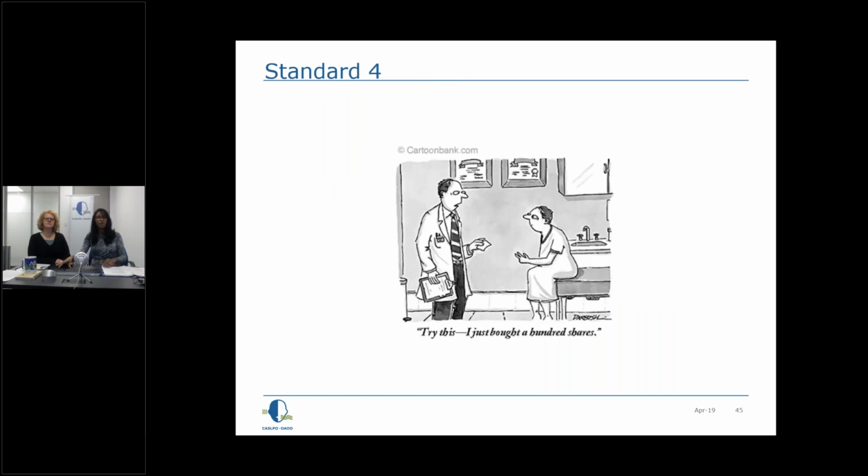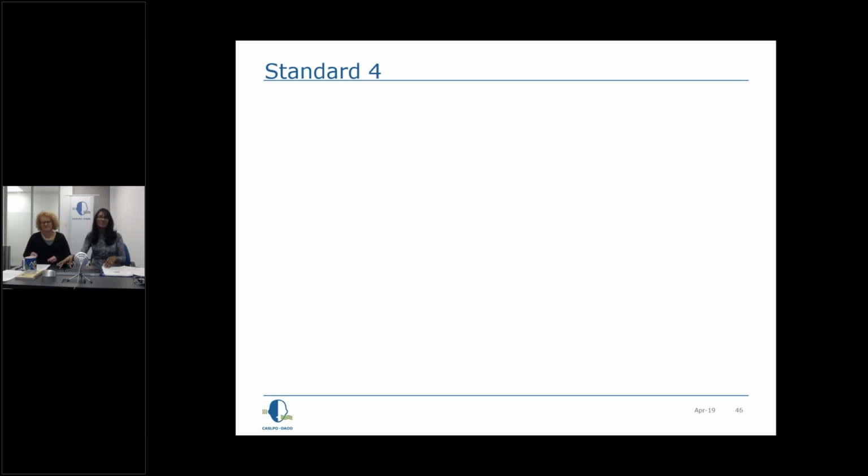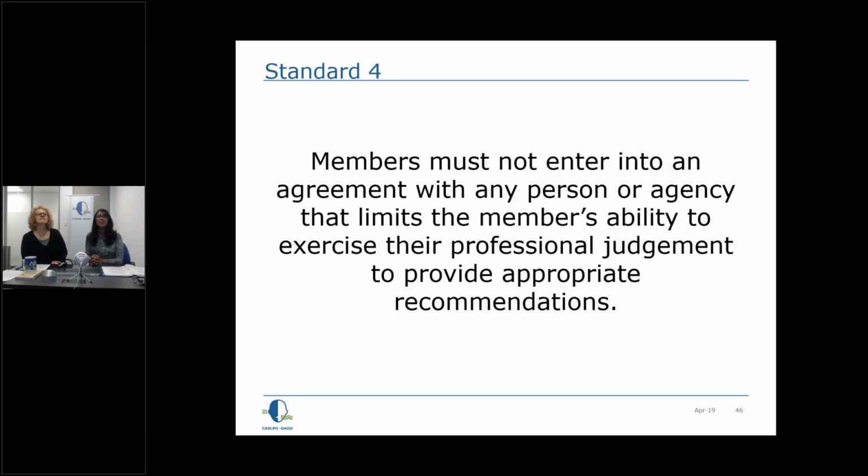So our fourth standard starts out with a physician offering a prescription to his patient in which he says, try this, I just bought 100 shares. Reasonably speaking, he did disclose his interest, so at least that part wasn't hidden. This takes us into the fourth standard that says members must not enter into an agreement with any person or agency that limits the member's ability to exercise their professional judgment to provide appropriate recommendations.